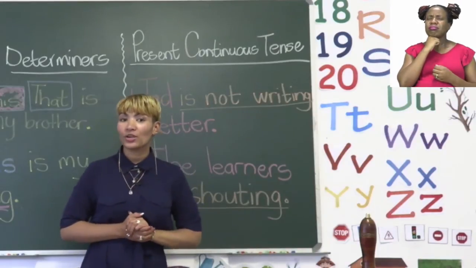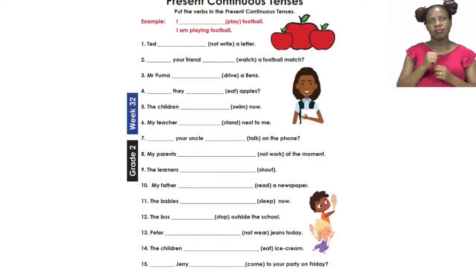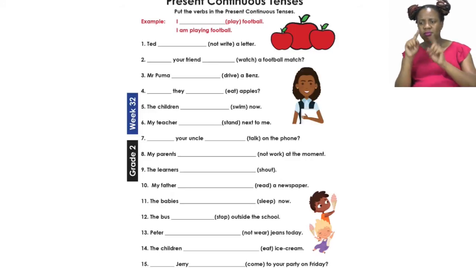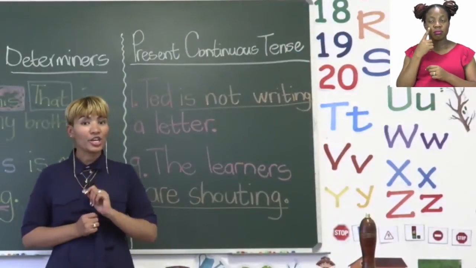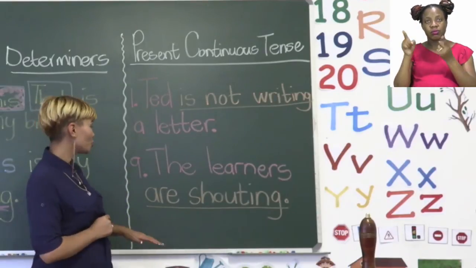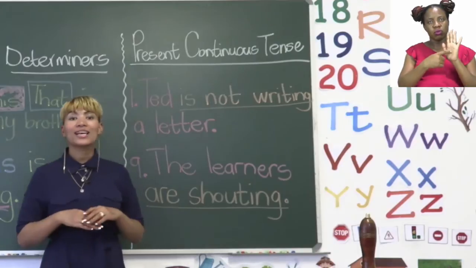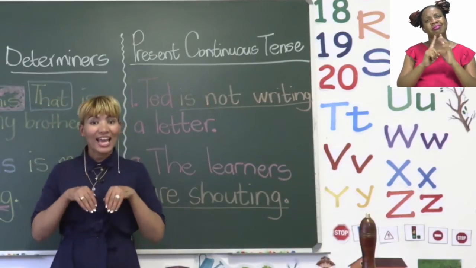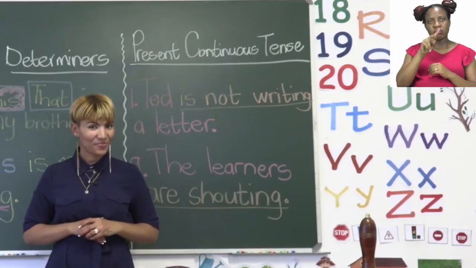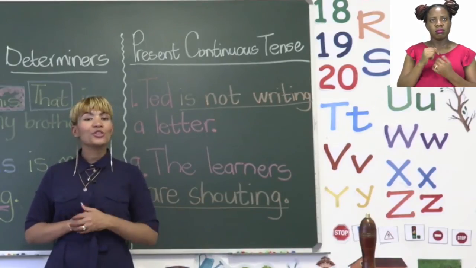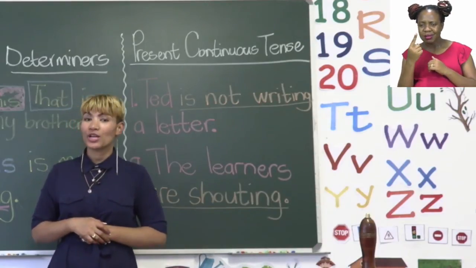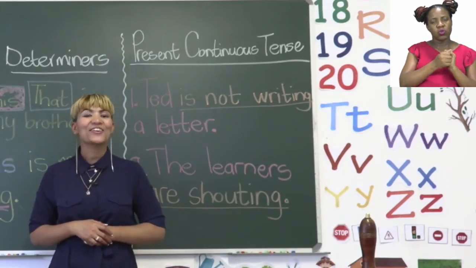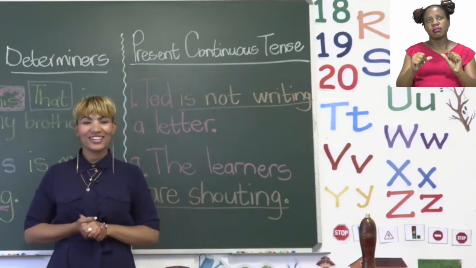Now if you quickly turn your booklets back to the page, you will see that in the brackets for number 9, you have the word shout. Can you see that? Excellent. Now we are changing the word shout to are shouting because that is what they are busy doing in the present tense. All right. Now everyone, you need to go and have a look at all the words in brackets, and then you need to change them to the present continuous tense. Have fun everyone. I will see you shortly after the break.